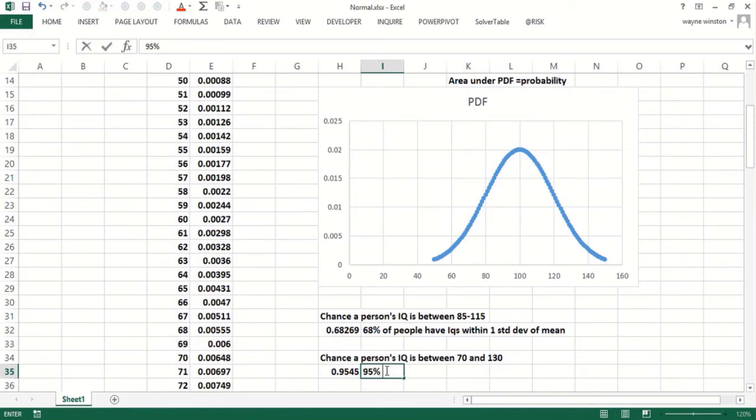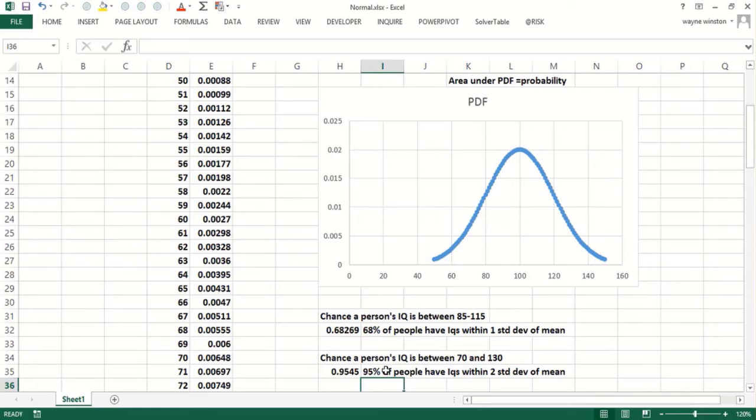So 95% of people have IQs within two standard deviations of the mean. So when we talked about making predictions from regression, 95% of the time the actual value is within two standard errors of the prediction. We were saying, in essence, the errors are normally distributed, which usually turns out to be a good assumption, but you can check that if you want to.